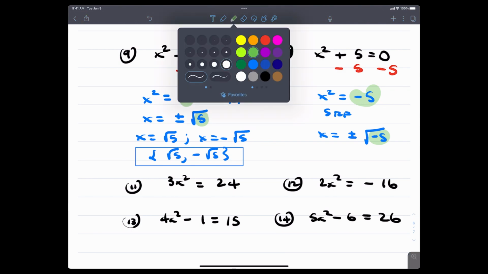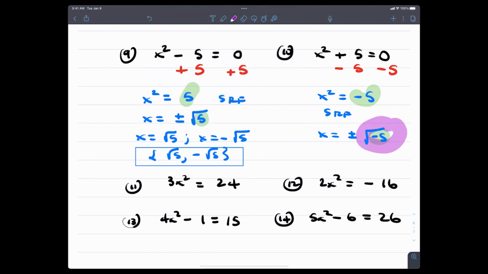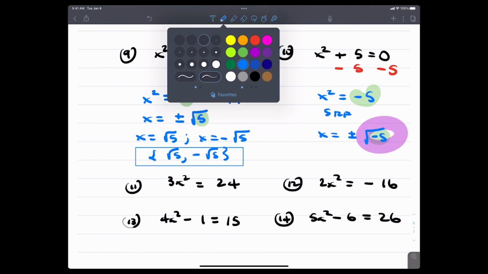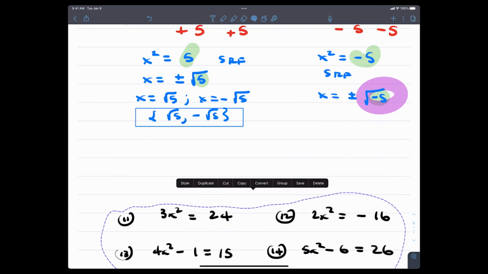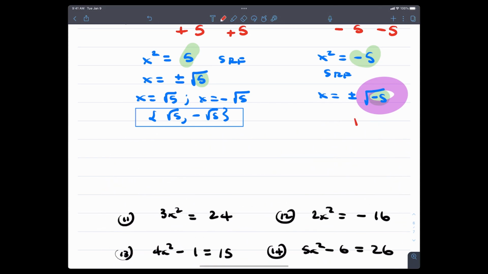But what do you guys notice about this over here? What is that radical? You got to simplify it. How do you simplify this radical? How did you simplify the square root of negative 5, ladies and gentlemen? Square root of what? Negative 1 times 5. Good. I square root of 5.